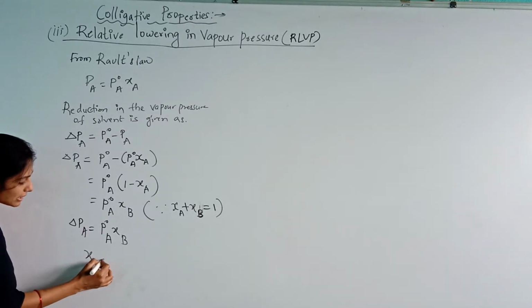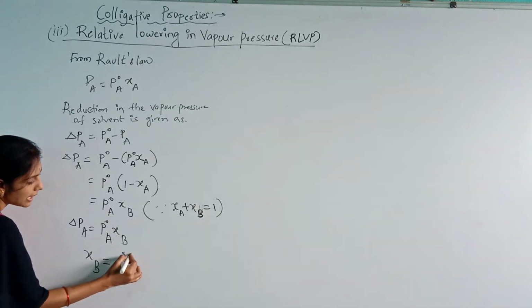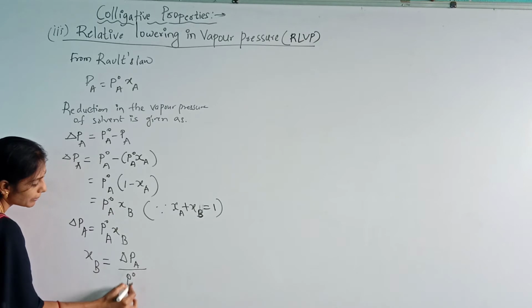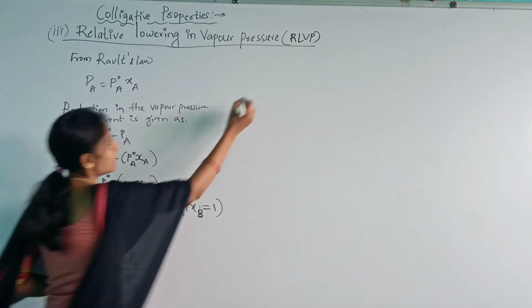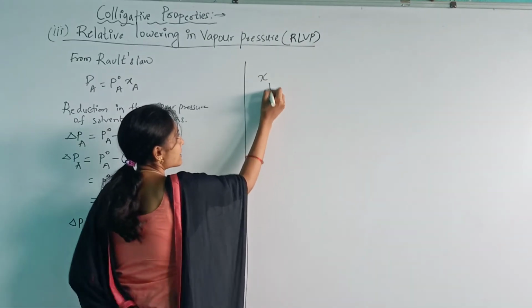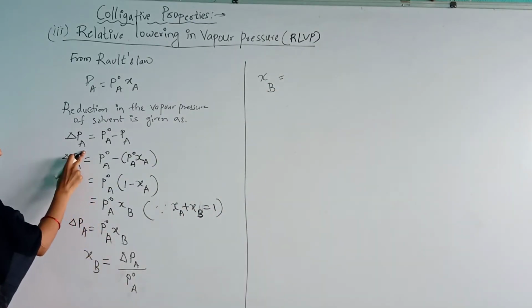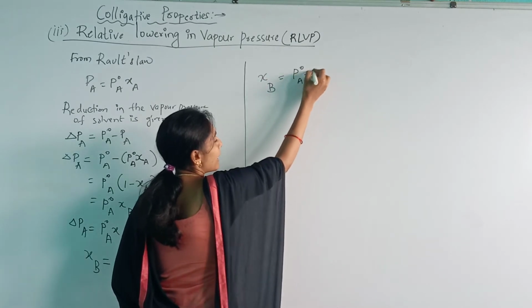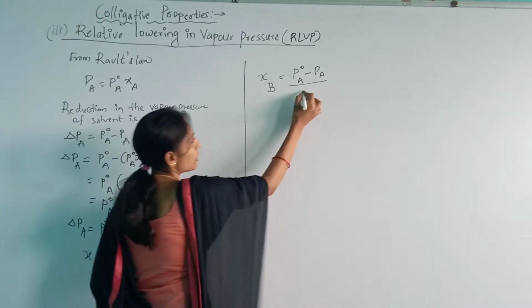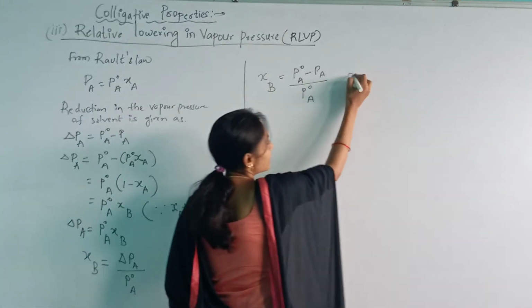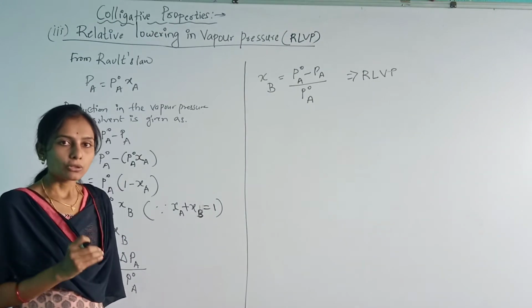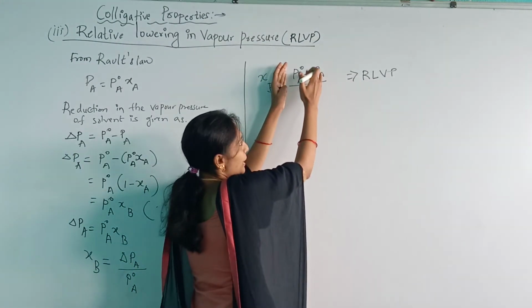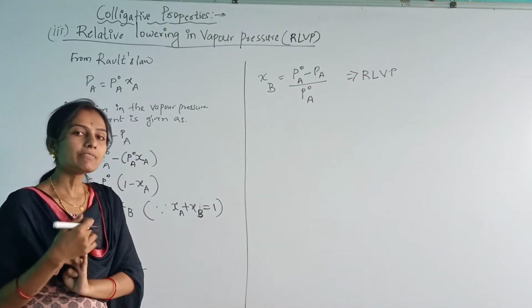From this, by rearrangement of the terms, XB is equal to delta PA divided by P naught A. Then, since delta PA is P naught A minus PA, XB = (P naught A minus PA) divided by P naught A. This is nothing but our relative lowering of vapor pressure; this fraction itself is the relative lowering of vapor pressure.